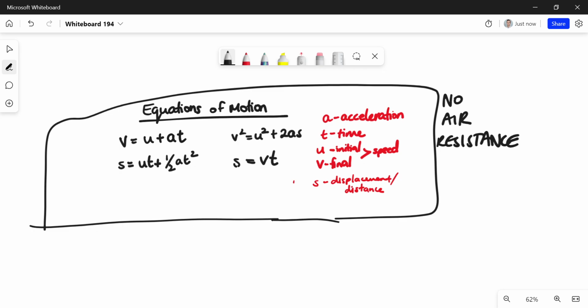S is our displacement or distance. Again, depends on what sort of information is in the question. Now, the equations of motion are here. There are 4 of them, and I've already written them out for us so we can see what they are. Firstly, we've got V equals U plus AT. We've got S equals UT plus a half AT squared. V squared equals U squared plus 2AS. And we've got S equals VT.